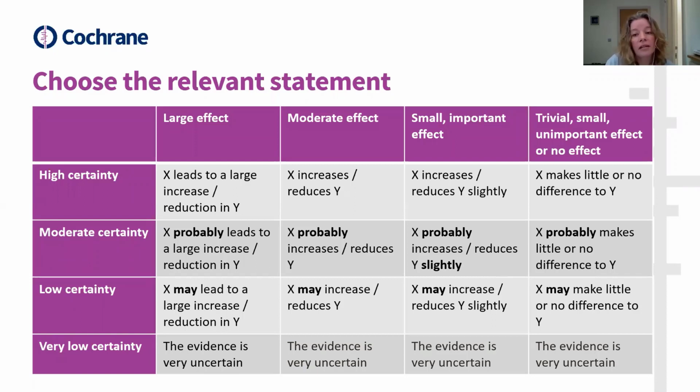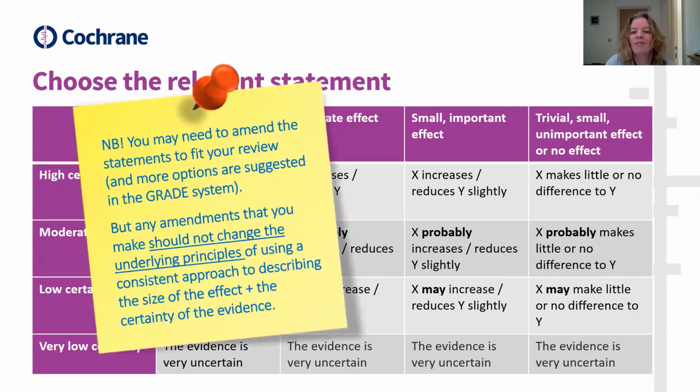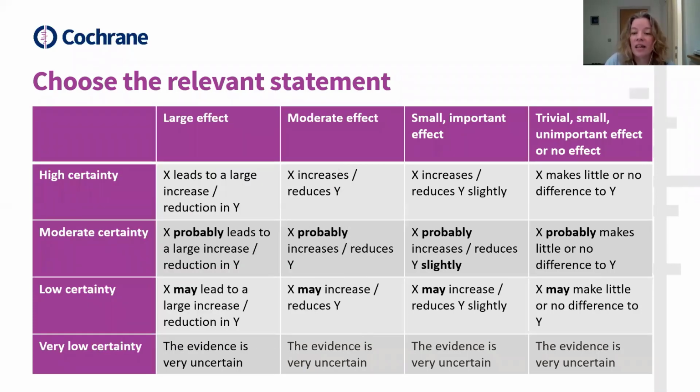And then we can use the matrix for our statement. So if there is high certainty evidence, you don't really need to modify your statement in any way. You can simply say that the intervention leads to a large reduction. It reduces slightly or makes no difference to the outcome.